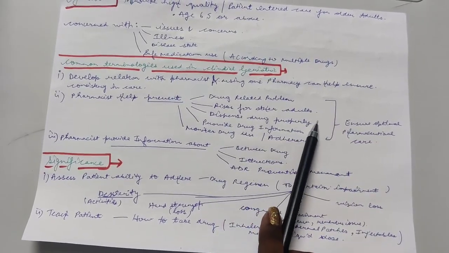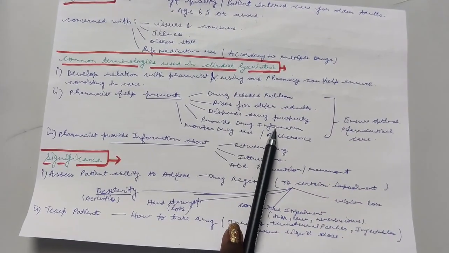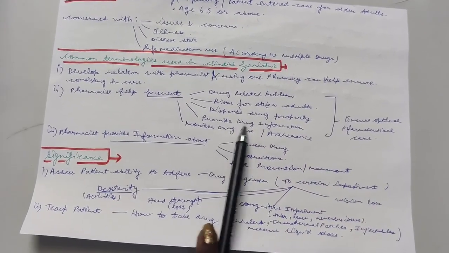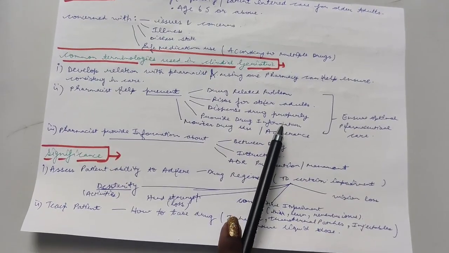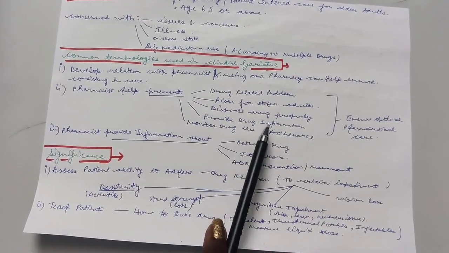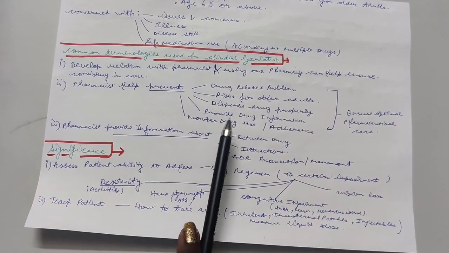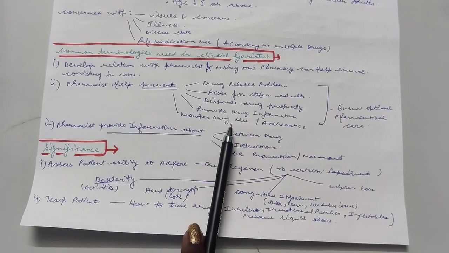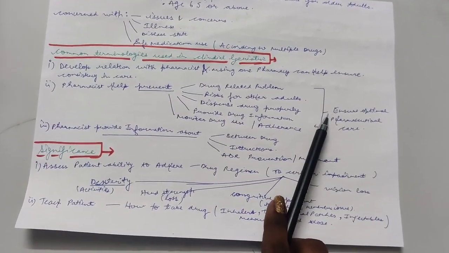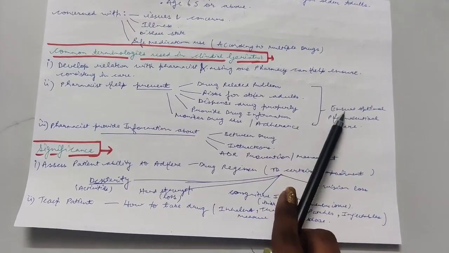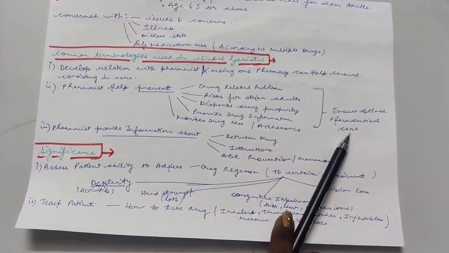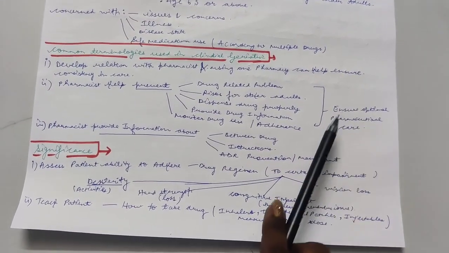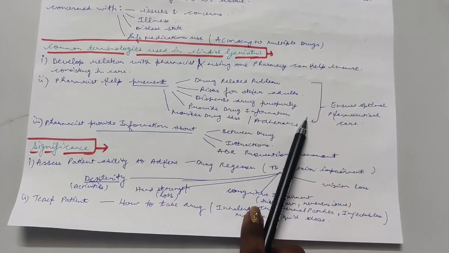Dispensing of drugs should be done properly. Provide drug information: how to take the drug, what are the possible side effects and the causes of the drug, and if any ADR, it should be told to the patient. Monitor drug use on a daily basis. All these factors help in ensuring optimal pharmaceutical care. By checking all these steps, we can optimize pharmaceutical care to the elderly patient.